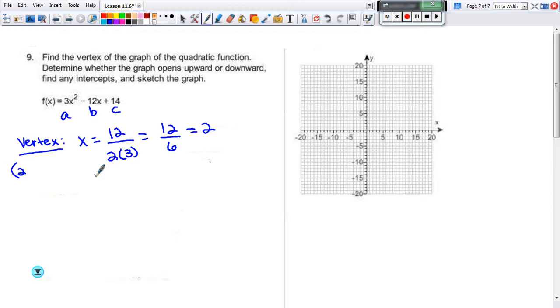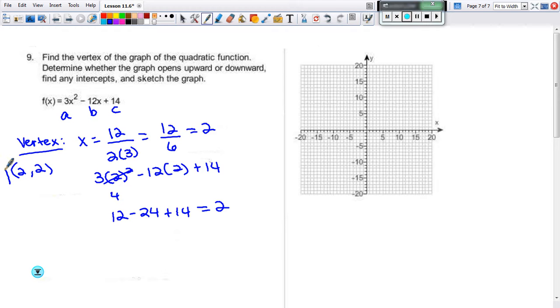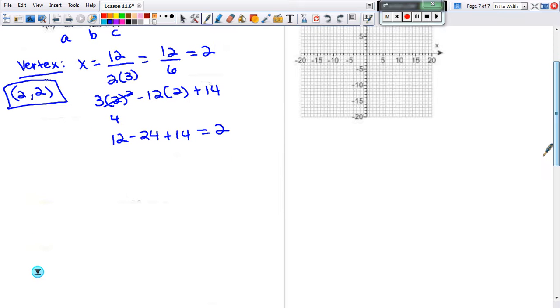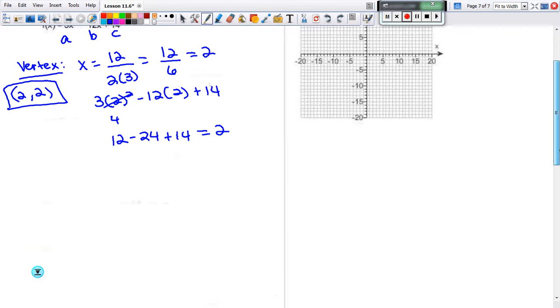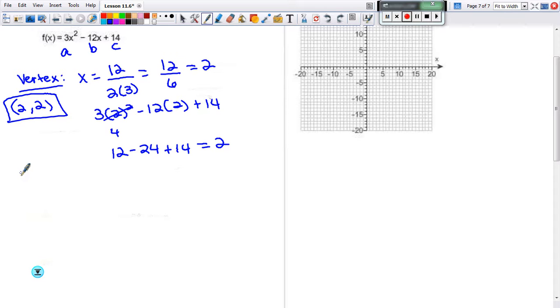I plug that into the function. 3 times 2 squared minus 12 times 2 plus 14. Exponent first, so 2 times 2 is 4. 3 times 4 is 12. -12 times 2 is -24. Plus 14, that equals 2. Okay, because I need to see A for these. A is positive, it opens up.